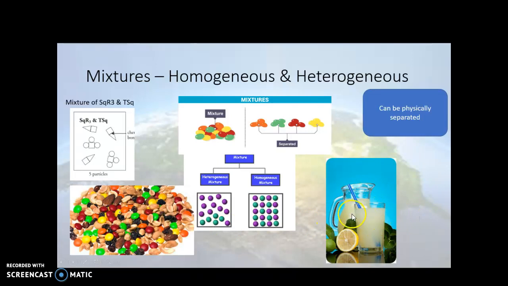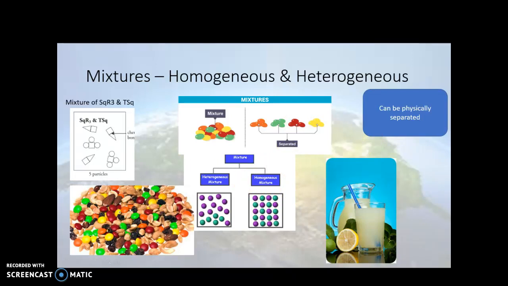But in this picture over here on the right, this is going to be harder to separate out the lemon juice from the water and the sugar. So this is a homogeneous mixture in the sense it's all mixed together. It will be very hard for us to separate the particles. We can still separate it by physical means. We can boil off some of these and do some straining and some chemical tests on it. And that's why it's still called a mixture.